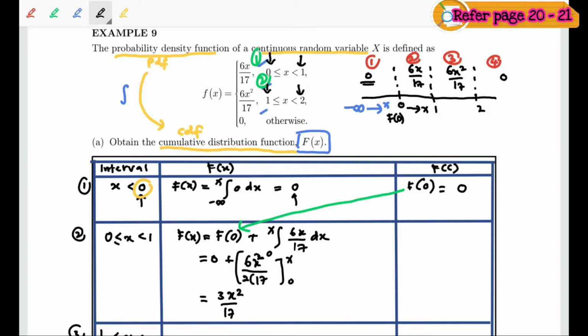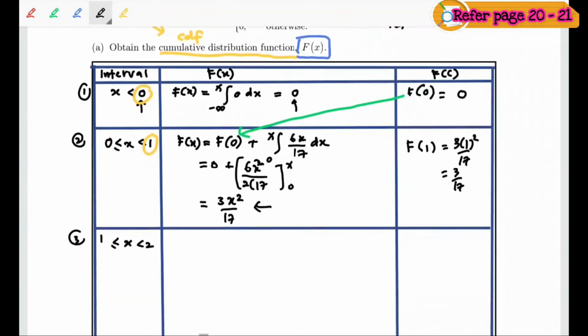So we have done that part, and then we are going to proceed with F of c. F of c is F of 1, because the upper limit here is 1. The maximum here is 1, so substitute 1 into this function F of x. We are going to have 3 times 1 squared over 17, so we get 3 over 17.